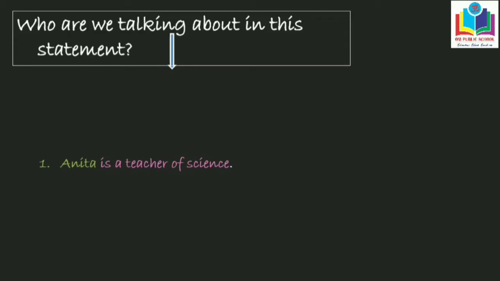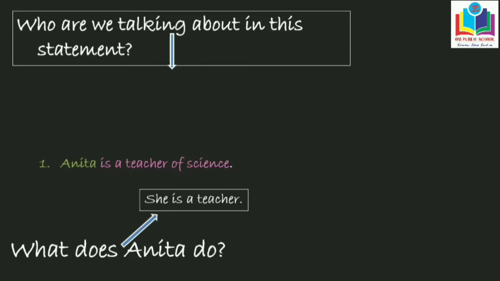Anita, right? Okay, now the second question that you will ask is, what does Anita do? Or what information is given about Anita in this sentence? She is a teacher of science. So now that we have seen these two types of questions pertaining to a sentence, who are we talking about in this sentence and what are we talking about?